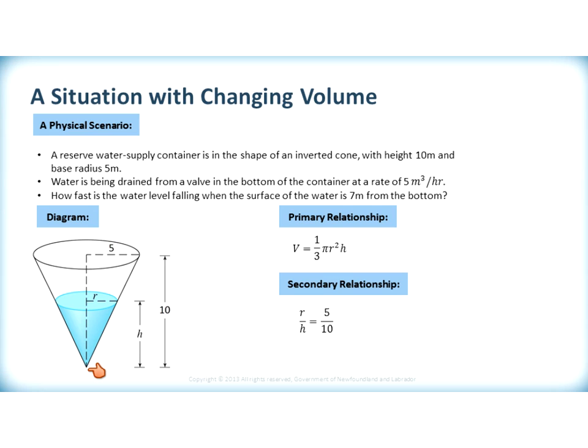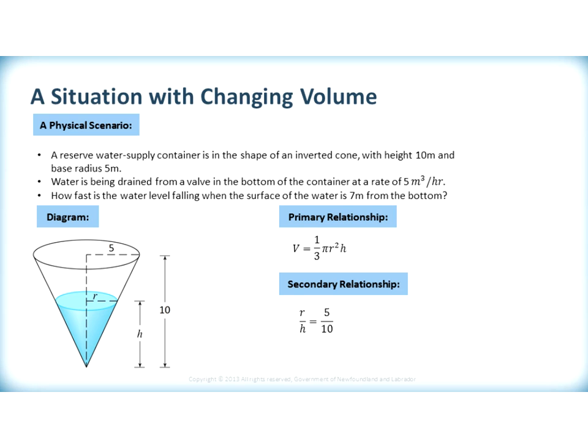So we're leaking water out of the bottom here. And it says, how fast is the water level falling when the surface of the water is 7 meters from the bottom? So they give us two numerical bits of information. They tell us when the surface of the water is 7 meters from the bottom, and that the water is being drained from the container at 5 cubic meters per hour. So those are our two numerical values, and then we're going to look at the equation for the volume of the cone, and it's here.